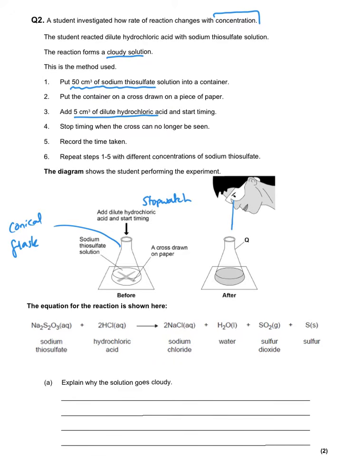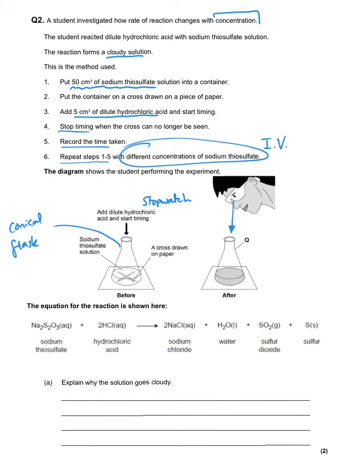And you can see this person is looking down through the top of the conical flask. And then we record the time taken once that cloudiness has obscured the cross. And so I say it's called a disappearing cross. The cross, of course, doesn't disappear, but we've made so much of the cloudiness that that cross can no longer be seen. And then we repeat this experiment for steps 1 to 5 with different concentrations of sodium thiosulfate. And that is the independent variable on this occasion.